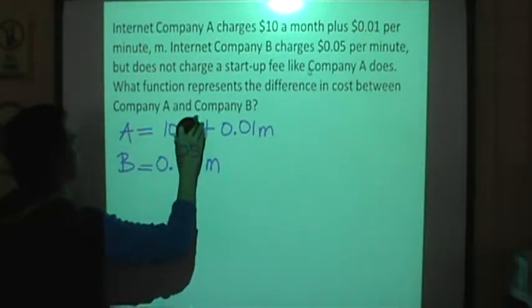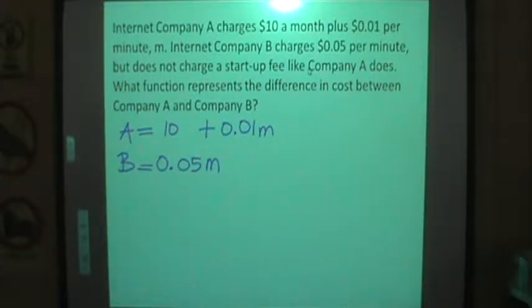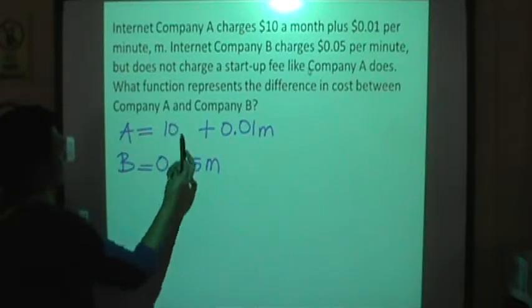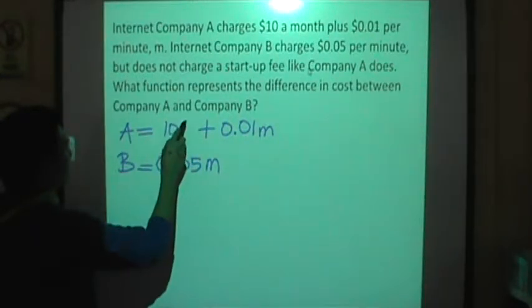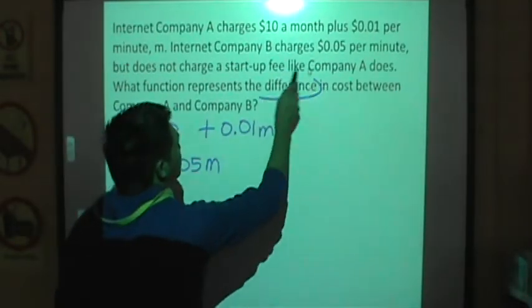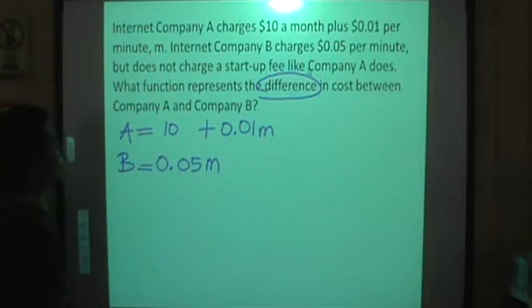So let's erase that one. Okay. So this time, because I erased that, if we're talking about just 1 month, we represent X by 1, so 10 times 1 is basically 10. So now what function represents the difference? That means we subtract the cost between A and B. So subtract these two.